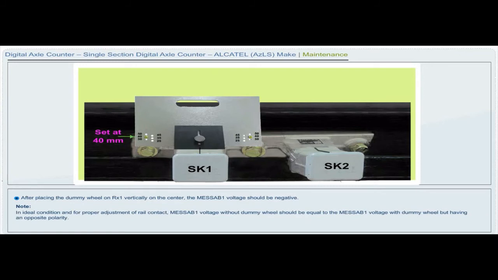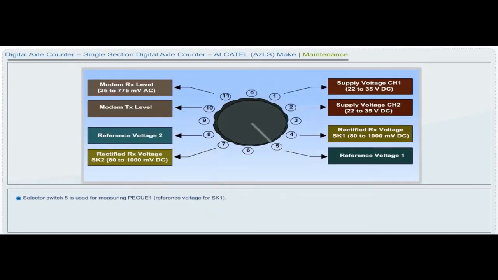Note: in ideal condition and for proper adjustment of rail contact, the MESAB1 voltage without dummy wheel should be equal to the MESAB1 voltage with dummy wheel but with opposite polarity. Selector switch 5 is used for measuring PEG1, that is the reference voltage for SK1. The value of PEG1 should be equal to MESAB1 without wheel, with a tolerance of plus or minus 2%.